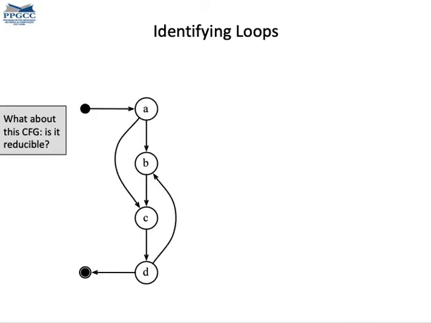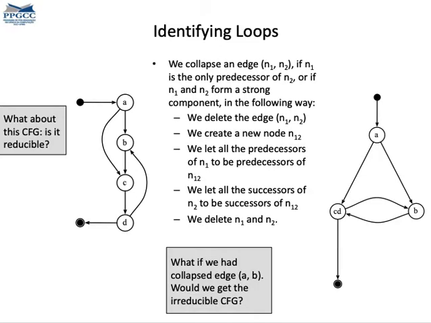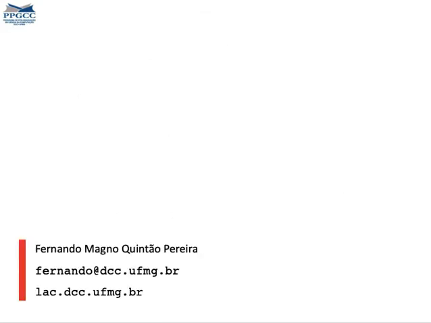And what about the CFG? Is it reducible? Perhaps you would like to collapse some nodes to check it out. You can stop the video, pick up a piece of paper, and then try to find the forbidden pattern. Notice that the only node that has a single predecessor in the CFG is D. So we can join C and D, thus getting the forbidden pattern. And so the CFG is not reducible.